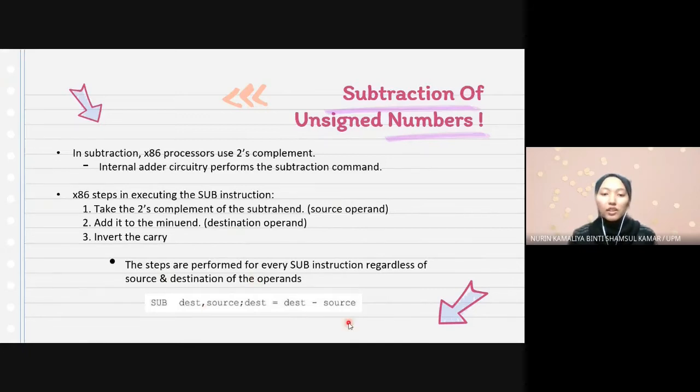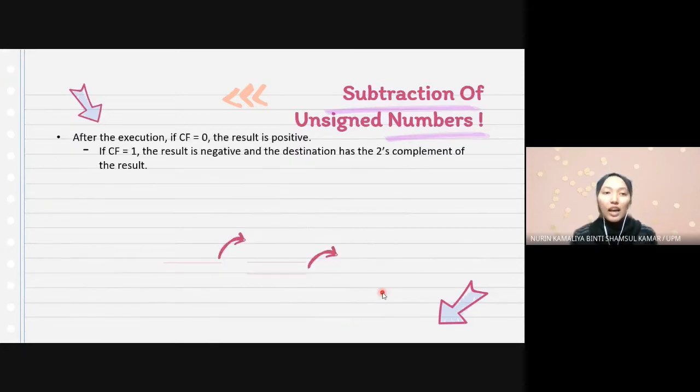Below is the subtraction form. After the execution, if the carry flag equals 0, the result is positive. If the carry flag equals 1, the result is negative and the destination has the 2's complement of the result.